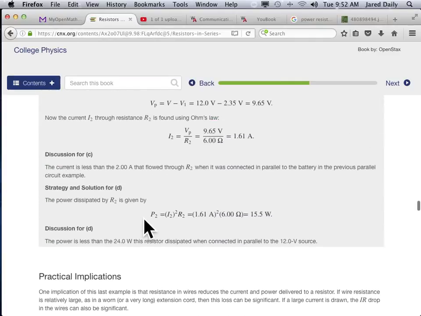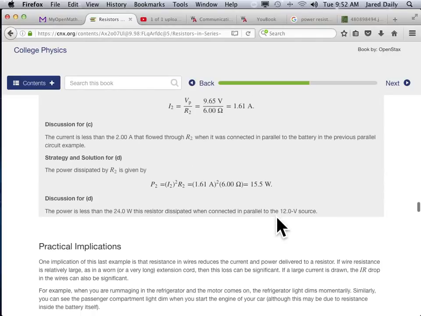And then they calculate power in resistance 2, for example, by taking the current going through resistance 2 times the resistance 2. And so current squared times resistance equals power, and that's 15.5 watts. So you can calculate current, resistance, power, voltage, whatever you need, as long as you track things well and you know enough things to start with.